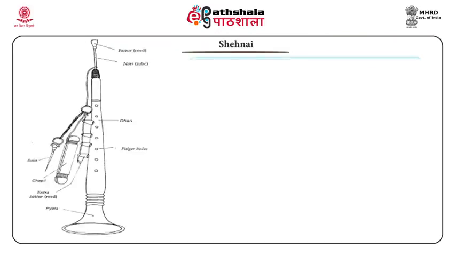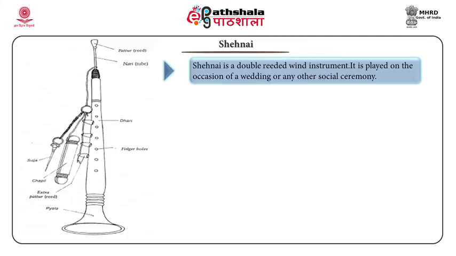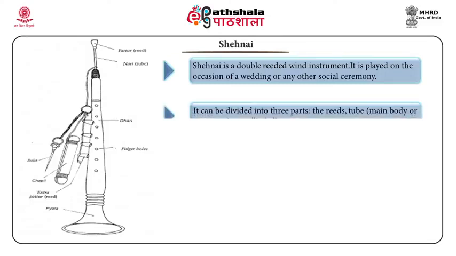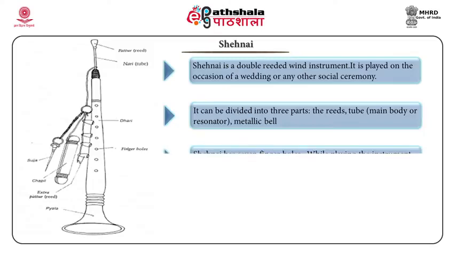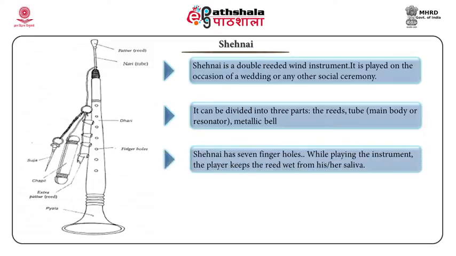Shehnai. Shehnai is a double-reeded wind instrument. It is also played on the occasion of a wedding or any other social ceremony. It can be divided into three parts: the reeds, the tube, main body or resonator, and the metallic bell. Shehnai has seven finger holes.